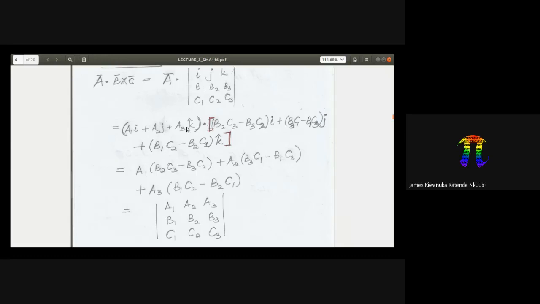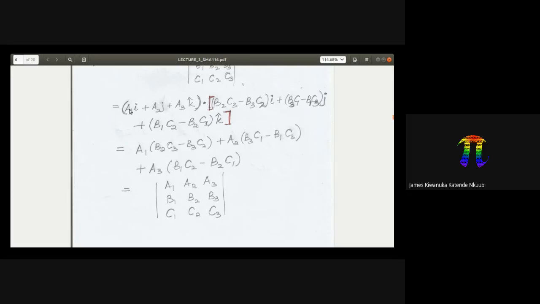Right? Then you do the last one, and already now you can guess which one will survive. Which one will survive? In between this step and this next step, there's some work to be done. So I'm explaining to you what to do. Better find time to do it yourself. So A3K will be multiplied by this coefficient of K, because K dot K will give us 1, but K dot I is 0, and K dot J is also 0. So the only survivor will be A3 multiplied by B1C2 minus B2C1. So when you simplify, this is what you end up with.